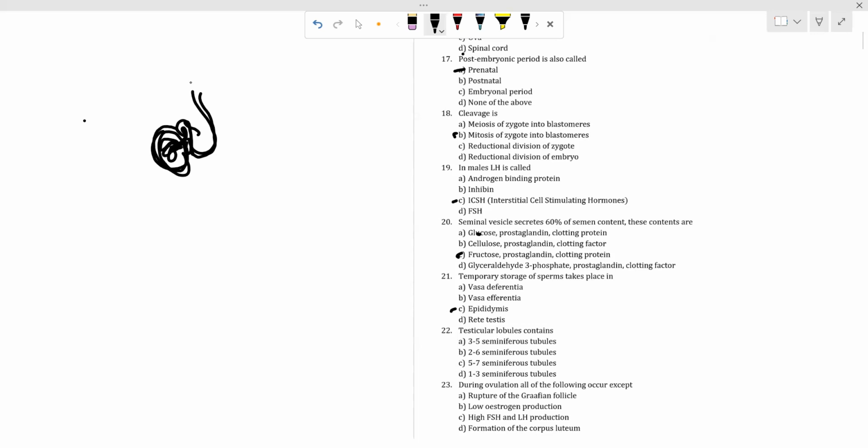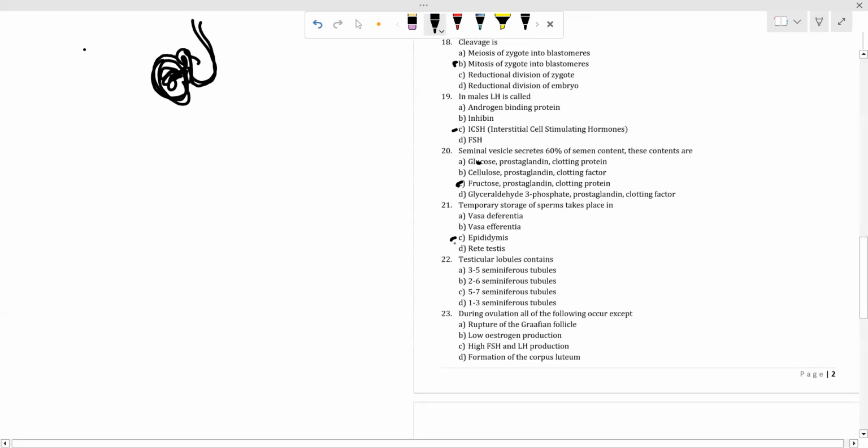The next question is: the one which is the sac for the testes. The pouch helps the temperature be maintained. So, epididymis. Right?